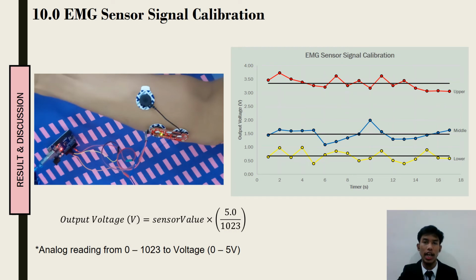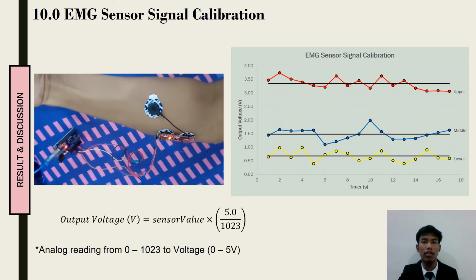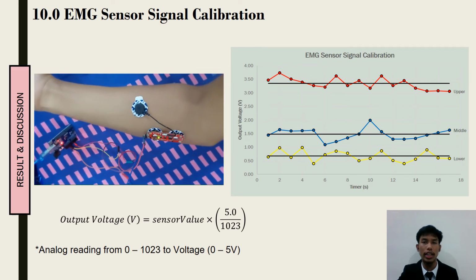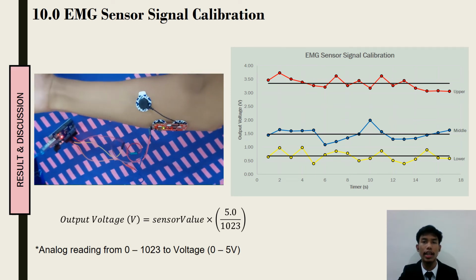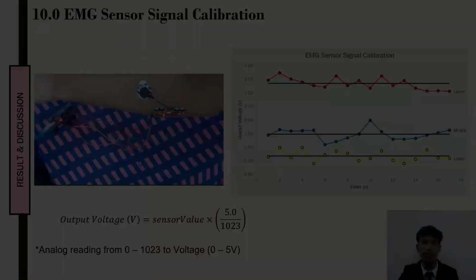EMG sensor signal calibration is needed to get a constant output voltage value from it, to substitute the push button with the EMG sensor as input to the microcontroller. The video shows how we test and monitor the EMG sensor signal voltage on the serial monitor in Arduino IDE. The result obtained is then transferred to a graph, and from that we can get the average output voltage from the EMG sensor. The formula above is used to convert the analog reading to the output value.